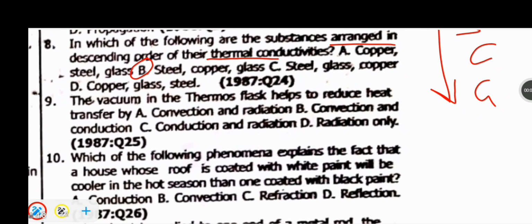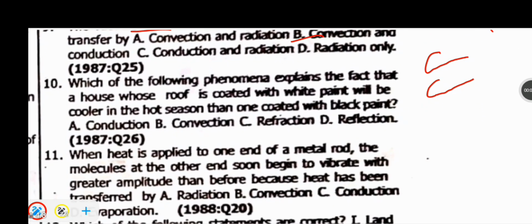The vacuum in the thermos flask helps to reduce heat loss by two methods. Okay, that's conduction and convection. So let's go to the options. Any option that has radiation cannot be the answer. So let's look for convection and conduction. So that's option B.